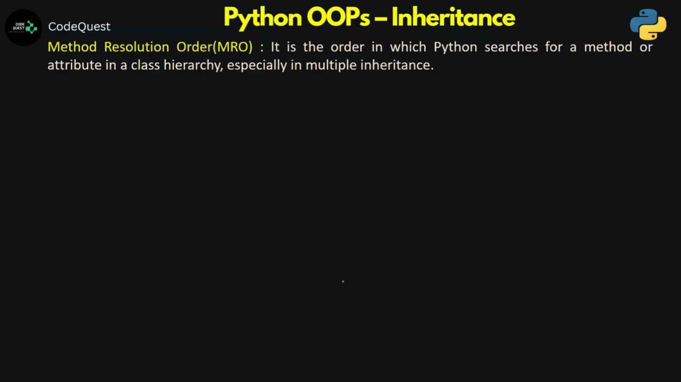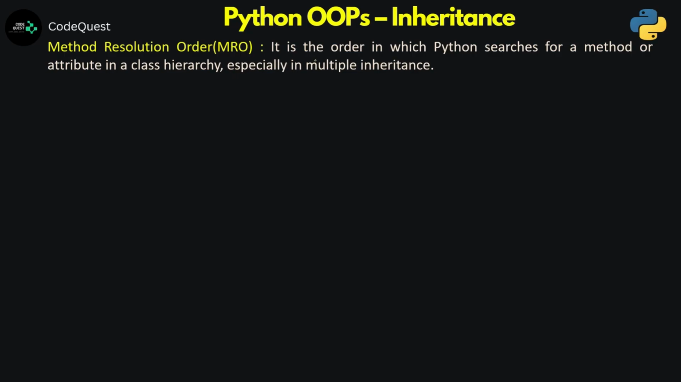But if it is a single inheritance, obviously there will be only one parent class. But if there is multiple inheritance, obviously the derived class will have more than one base class. So what is the order in which the base classes will be searched for that particular method? That will be decided by the method resolution order.